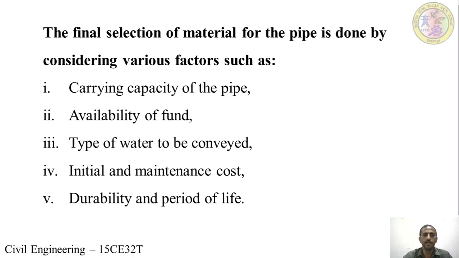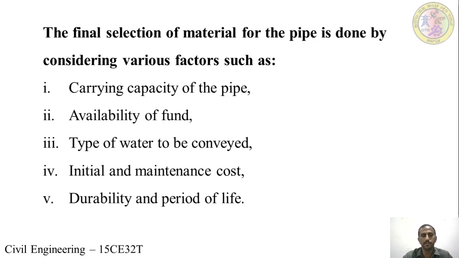Next one is initial and maintenance cost. It should be as low as possible. And next one is durability. It should provide satisfactory service throughout its design period of life. Smaller diameter pipes, although they are cheap, have higher frictional losses and the cost of pumping is also more. Whereas for larger diameter pipes, although the cost is more, frictional loss will be less.